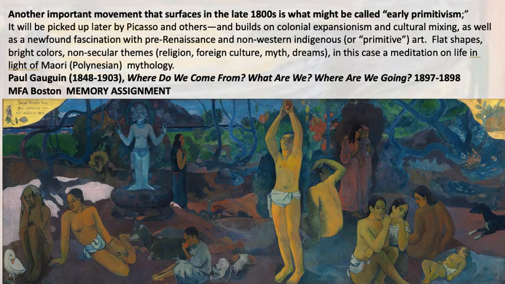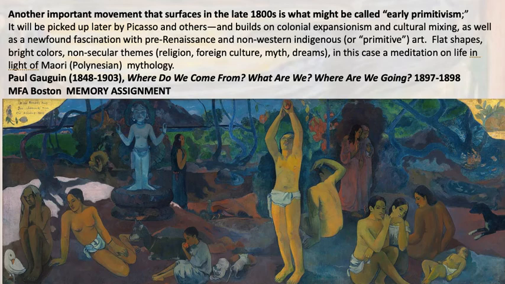This is what is called early primitivism. Let me just say Gauguin is receiving some deconstruction, but let's see if we can both see what he is saying he's doing and how he's being received today. So this is where do we come from, where are we going? Again, almost the end of the 1800s. This idea of early primitivism, as it's called, will be picked up by Picasso and others.